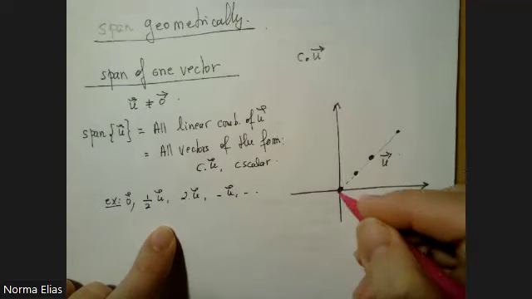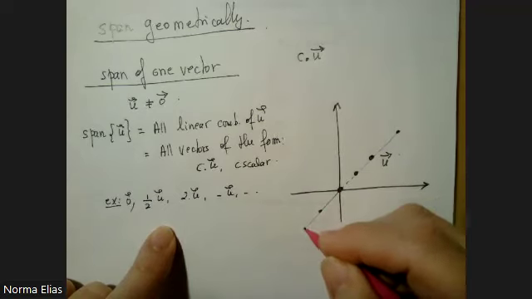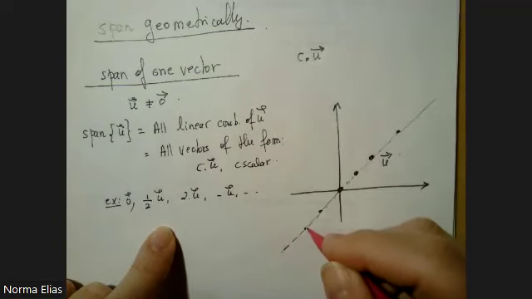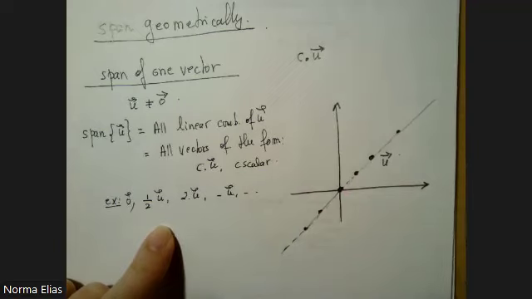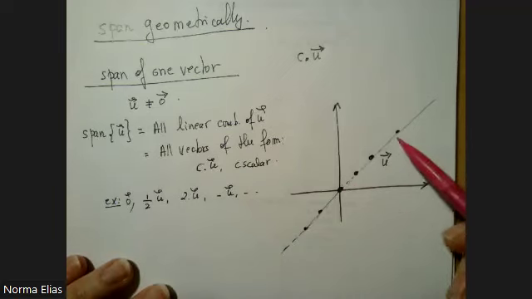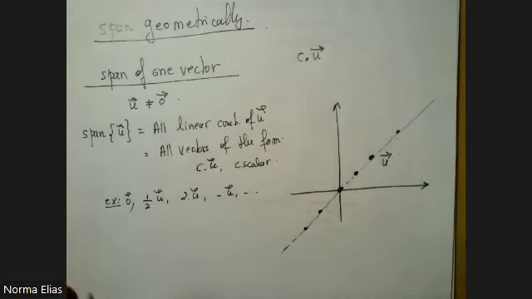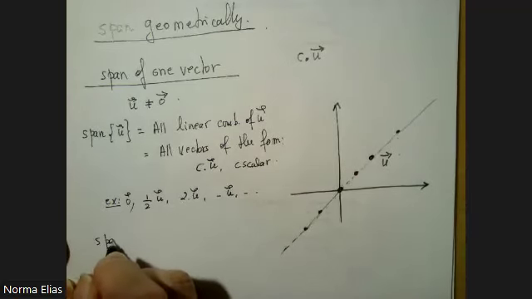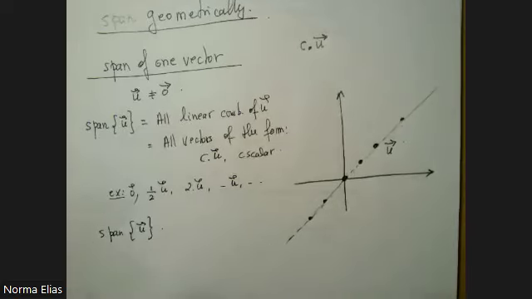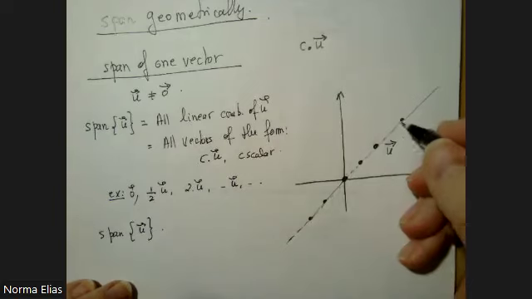So 2u, minus u, minus 2u. So every time you take the vector u and you scale it, you're actually going to create a new vector in the span. So what's going to be the span of the vector u? What are all the vectors that could be written as a scalar multiple of u? So what's going to be the span of u, geometrically? The line, exactly.